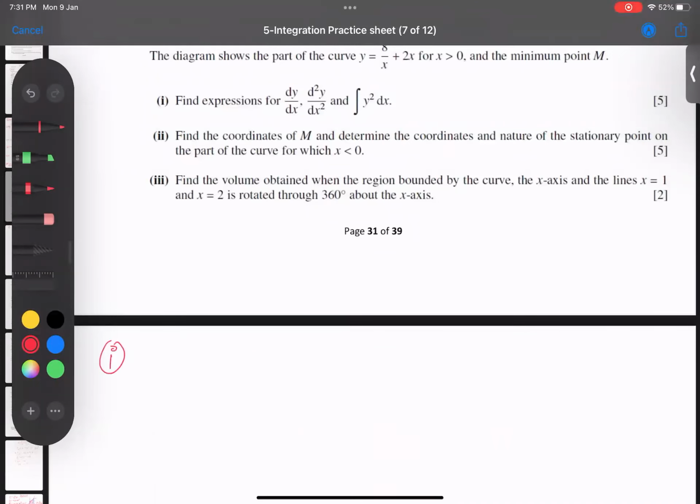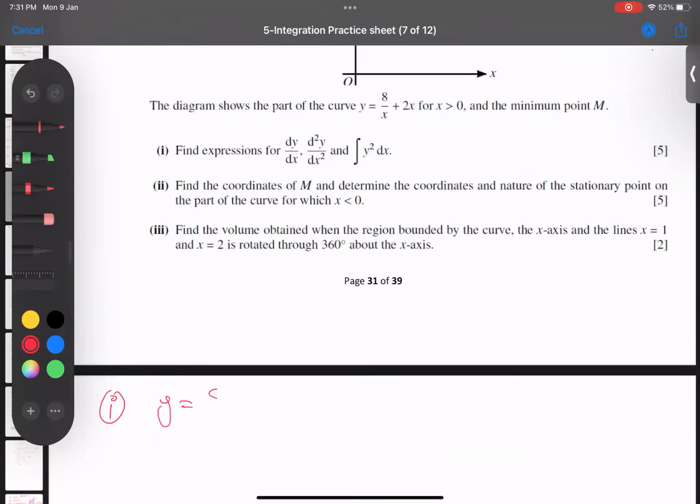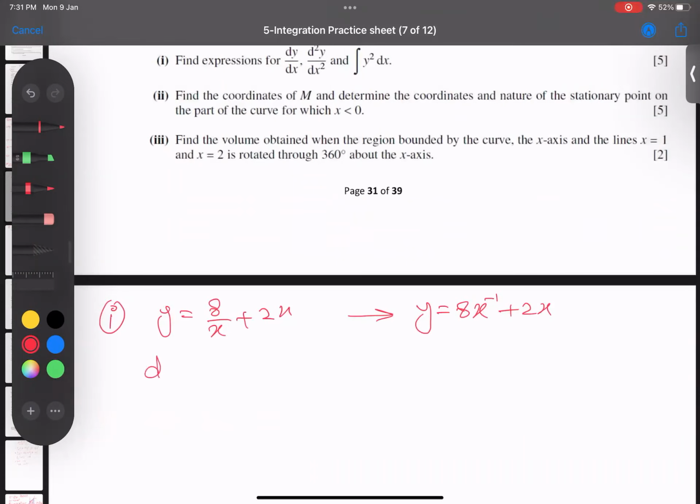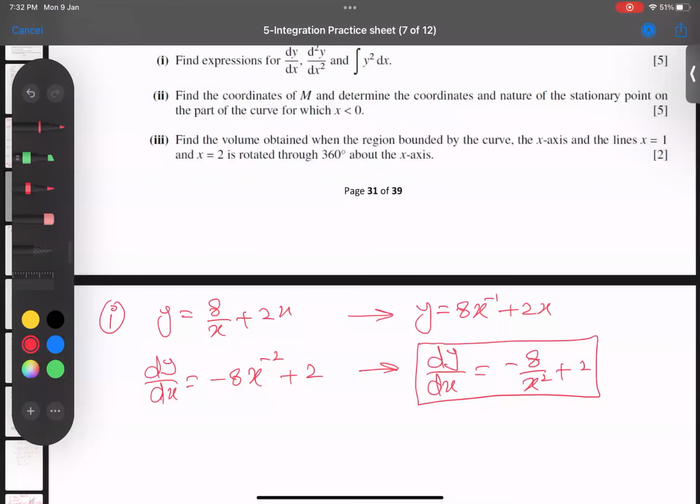So job number one, we have to differentiate. Can we differentiate directly? No way. We are bound to bring it up. So when I bring it up, this turns out to be y = 8x to the power negative 1 plus 2x. Now I'm differentiating. So dy over dx: the power minus 1 comes down, becomes minus 8, and power 1 less. Then I differentiate this one and it becomes 2 only. So ultimately, the final form is dy over dx equal to negative 8 over x squared plus 2.